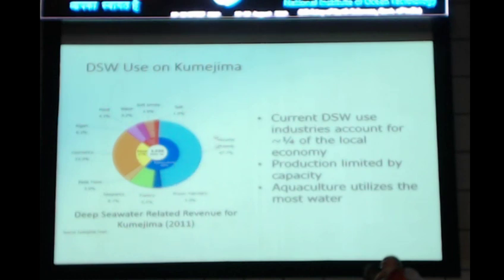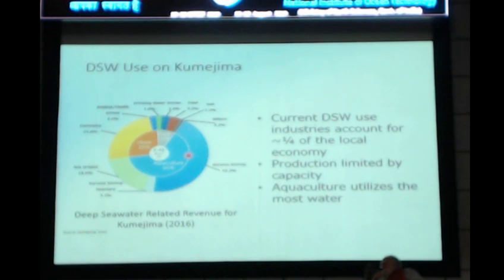So a new industry has occurred using deep sea water. Before the deep sea water industry, the sugarcane industry was the biggest industry in Kumejima, because the island population is 8,000 people. But this deep sea water industry is bigger than sugarcane, a market twice as big as sugarcane. So recently it is increasing, to 25 million US dollars.